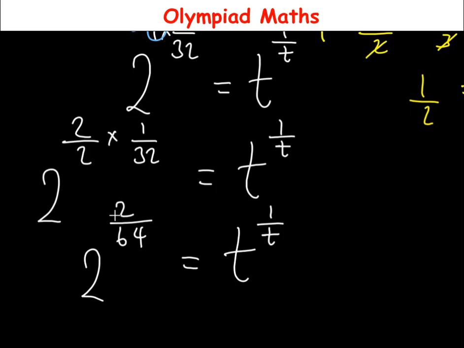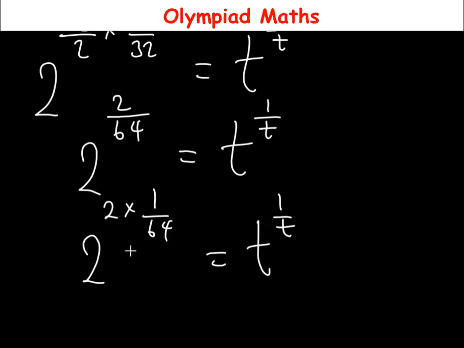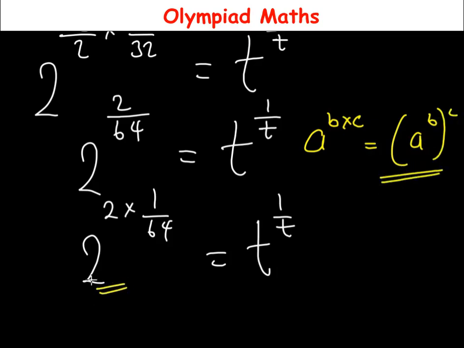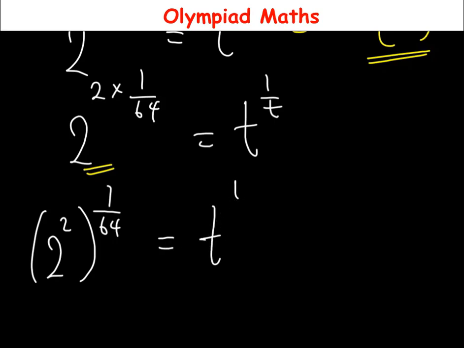We're going to factorize out 2 from here, such that this is equal to, we have 2, then factorize out power 2 from here, so 2 times 1 over 64. If you multiply 2 times this, you will still get 2 over 64, and this is equal to t raised to power 1 over t. So from here, applying the rule of indices, that if you have a raised to power b times c, this is equal to a raised to power b, all raised to power c. Applying this right here, what we then have is 2 all raised to power 2, then power of 1 over 64, and this is equal to t raised to power 1 over t.